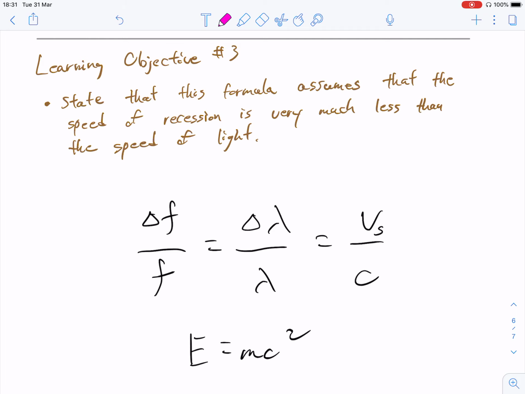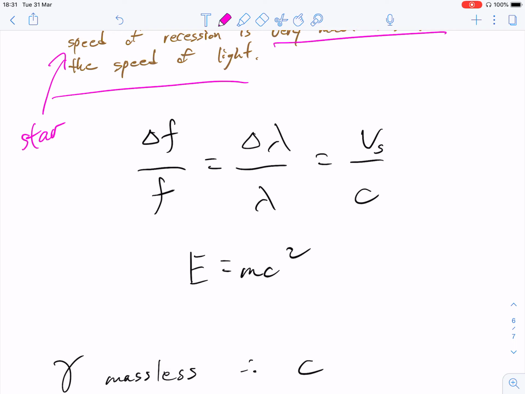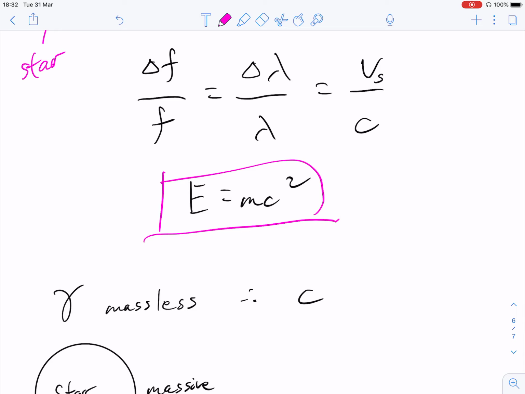Without looking at the formula for now, we're trying to observe the fact that the recession speed, or the speed of the celestial bodies, stars essentially, cannot approach the speed of light. Again, it's due to the theory of special relativity. What it's essentially saying is that as an object moves towards the speed of light, it requires more and more energy in order to propel it at that speed.